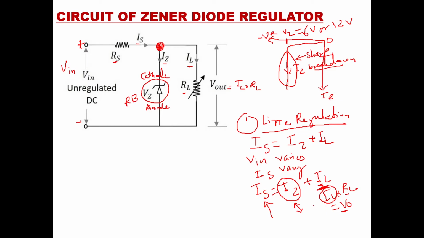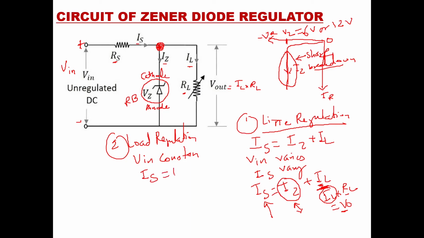Similarly, if you go to the second type of regulation, it will be called load regulation. Second will be load regulation. Now, in this case, our condition is that V in is constant. Okay, that means IS is constant.